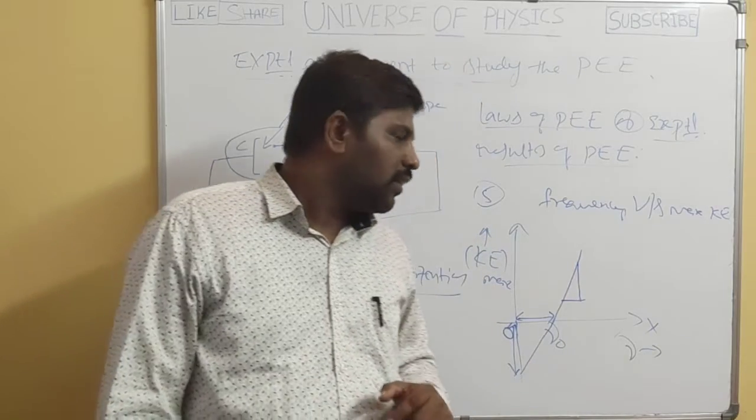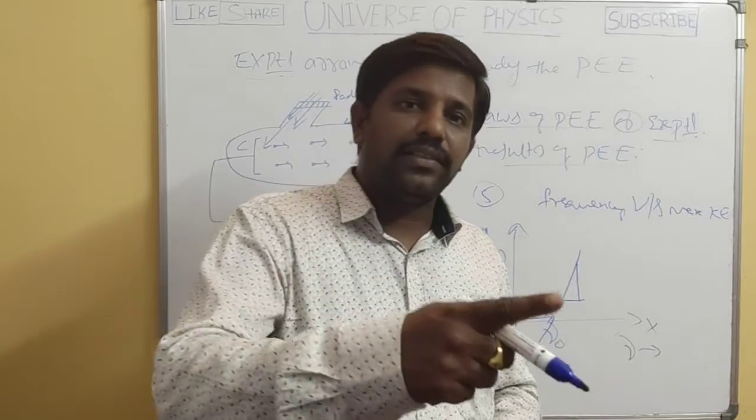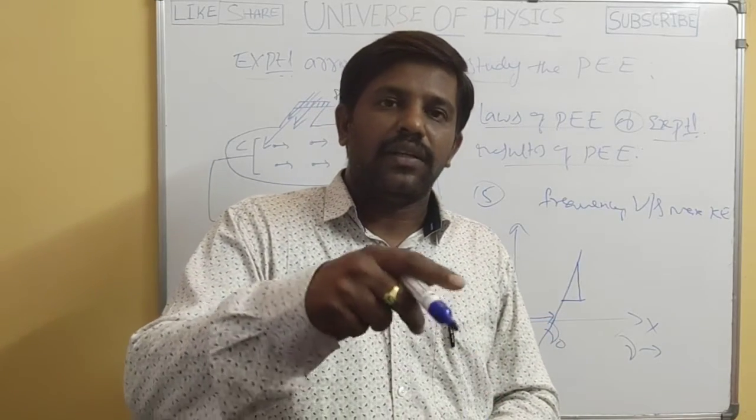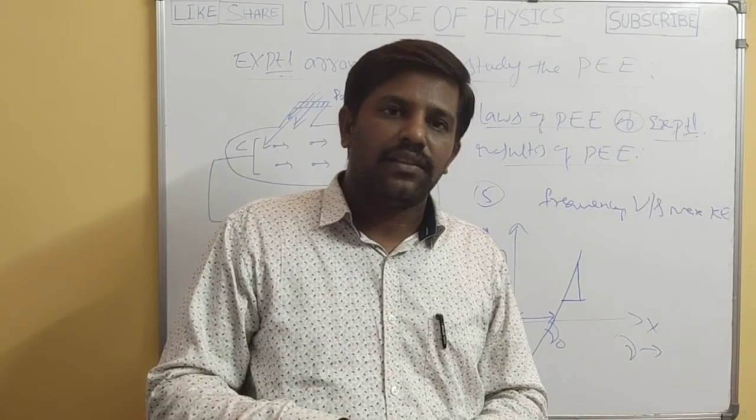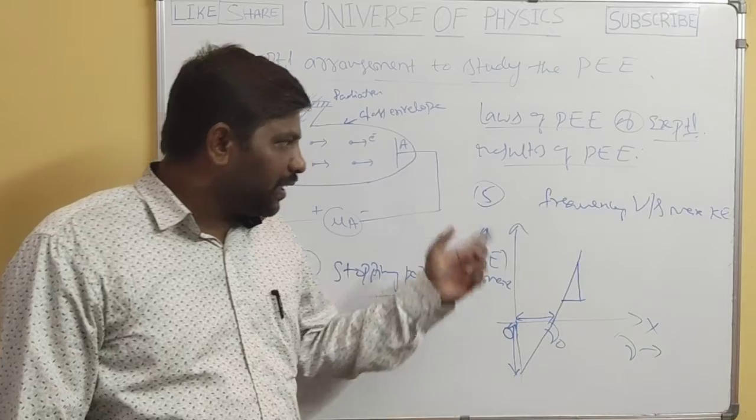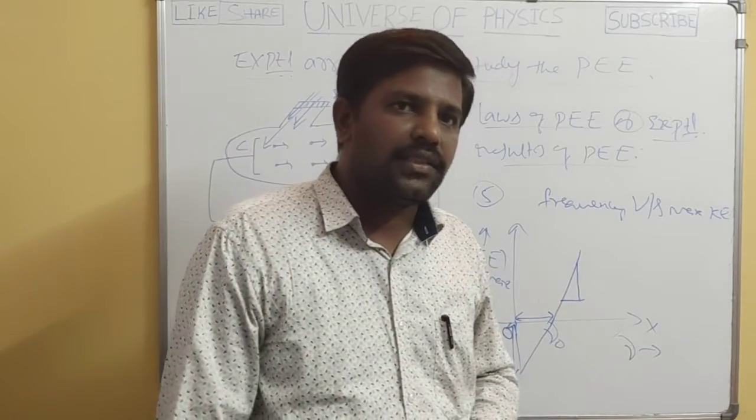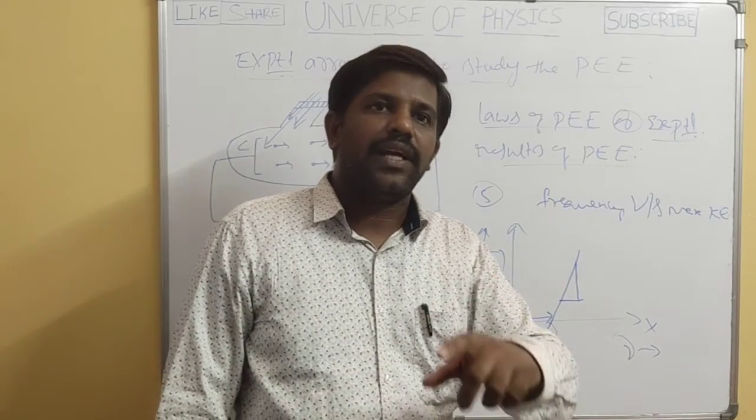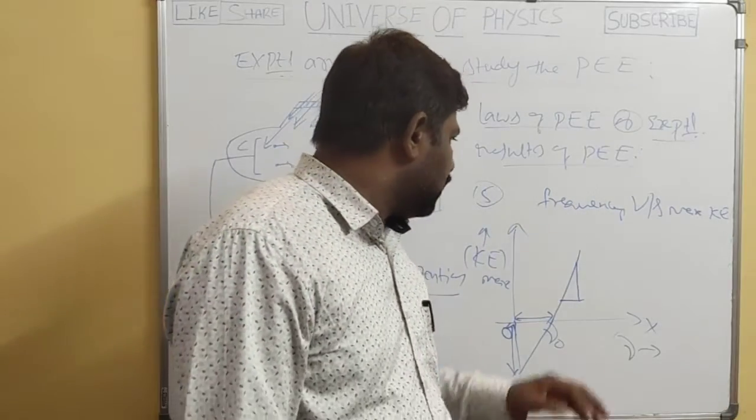And the third one: the energy of the photoelectrons ejected from the metal surface depends on the frequency of the incident radiation and is independent of the intensity of the incident radiation. Obviously, if you increase the frequency, the velocity of the photoelectrons increases. Thereby, the photoelectrons gain maximum kinetic energy.